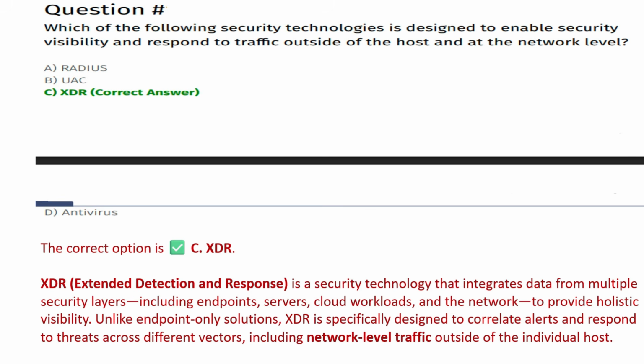So let's check the explanation. XDR is extended detection and response, a security technology that integrates data from multiple security layers, including endpoints, servers, cloud workloads, and the network to provide holistic visibility. Unlike endpoint-only solutions, XDR is specifically designed to correlate alerts and respond to threats across different vectors, including network-level traffic outside of the individual host. So that's why the correct answer for this question is XDR, extended detection and response. So let's move to the next question.